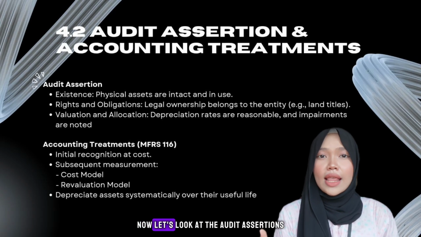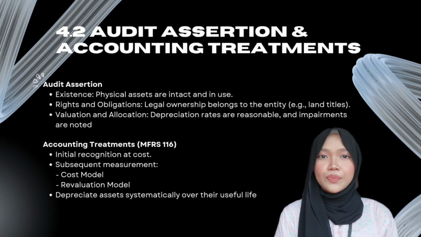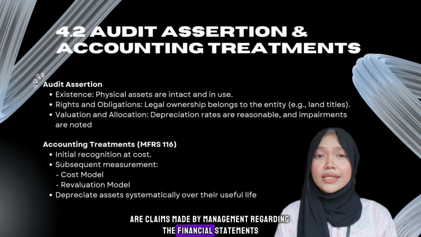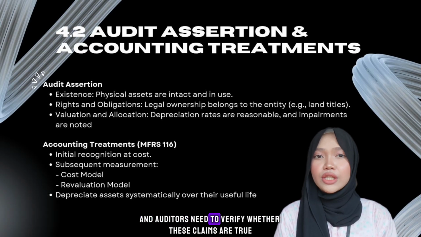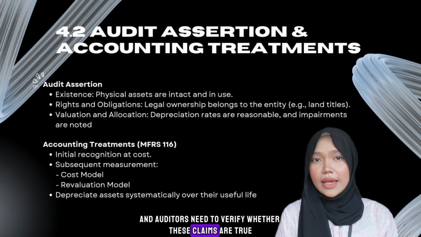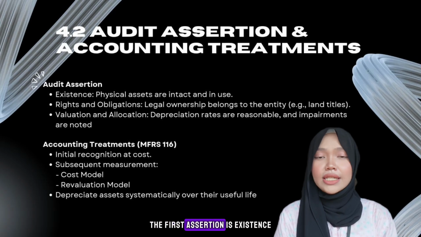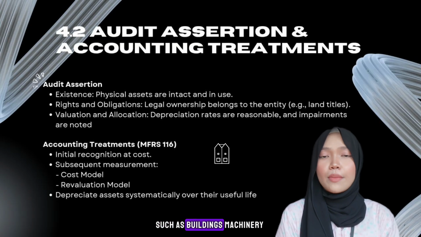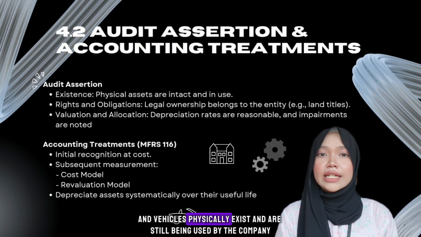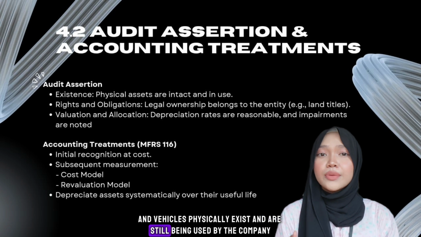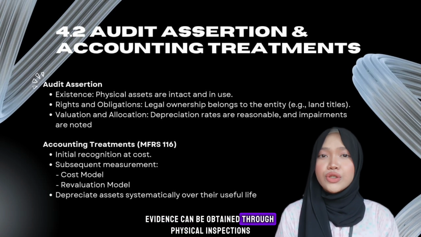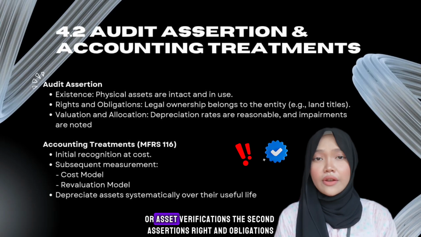First, let's look at the audit assertions. Audit assertions are claims made by management regarding the financial statements, and auditors need to verify whether these claims are true. The first assertion is existence. This means the auditor must ensure that the non-current assets such as buildings, machineries, and vehicles physically exist and are still being used by the company. Evidence can be obtained through physical inspections or asset verifications.